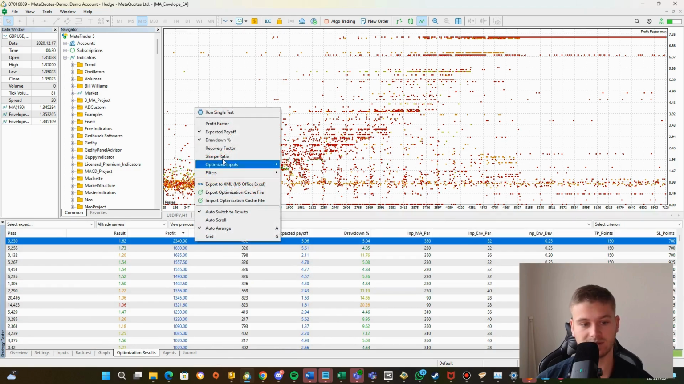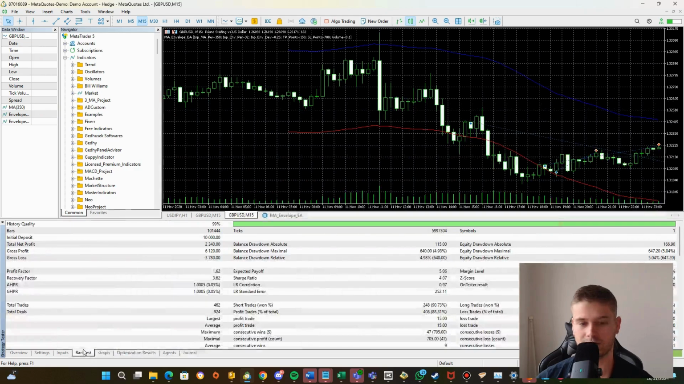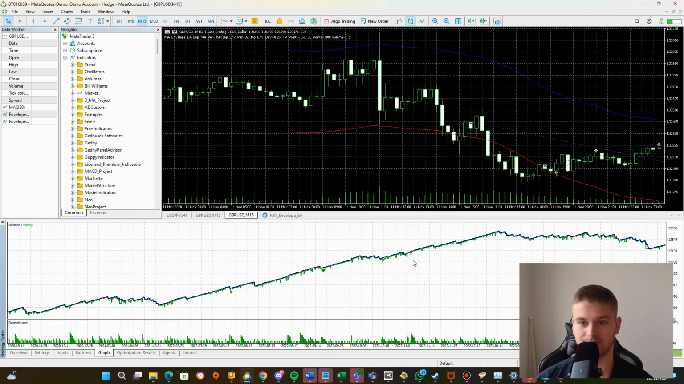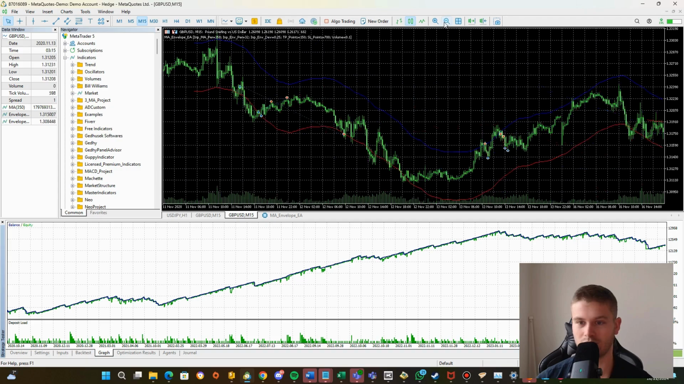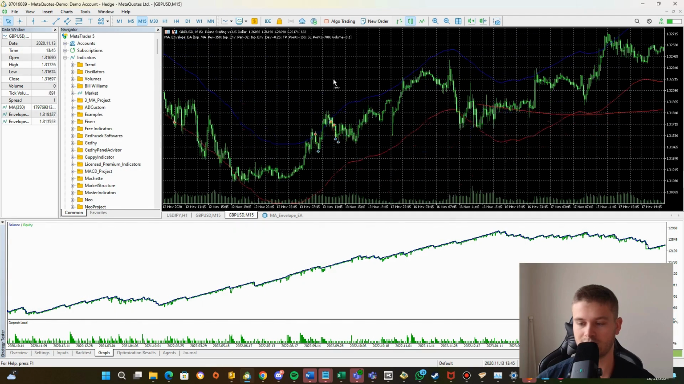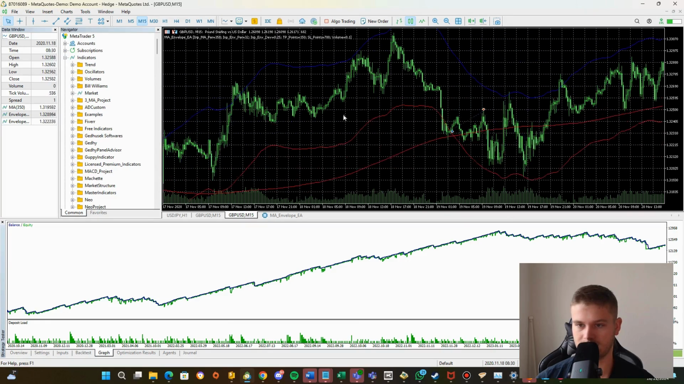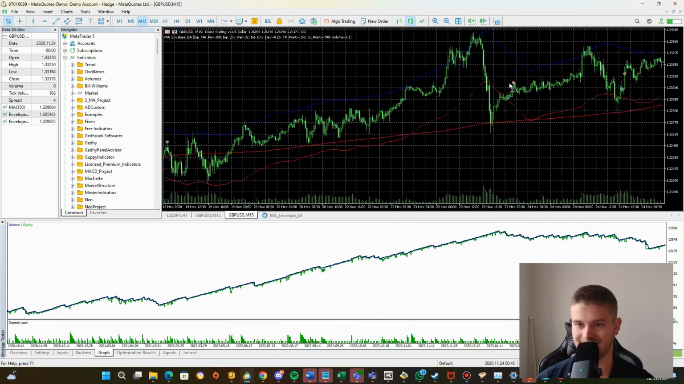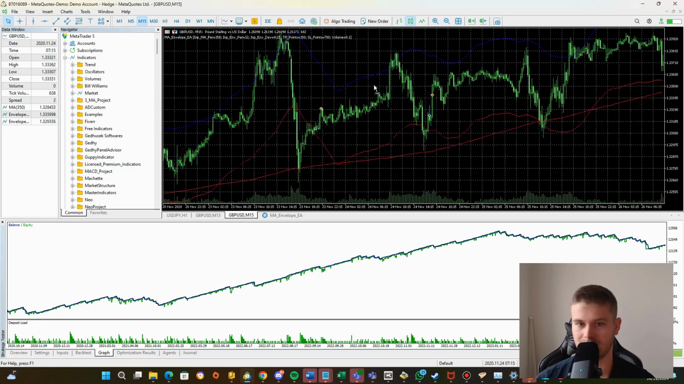So for example, this one, if I run the test, it looks like this. Wow, which is really, really good. So this is a nice backtest. This is a nice backtest.